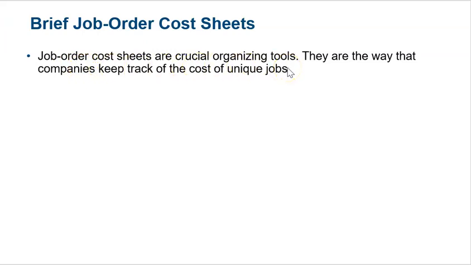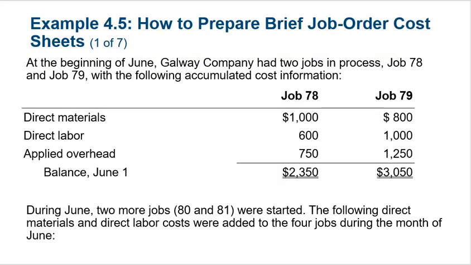So it says here that job order cost sheets are crucial organizing tools. We've talked about job order cost sheets before, and they are the way that companies keep track of the cost of unique jobs. When we talk about unique, that is basically synonymous with a job order costing system. So let's go ahead and look at an example here.